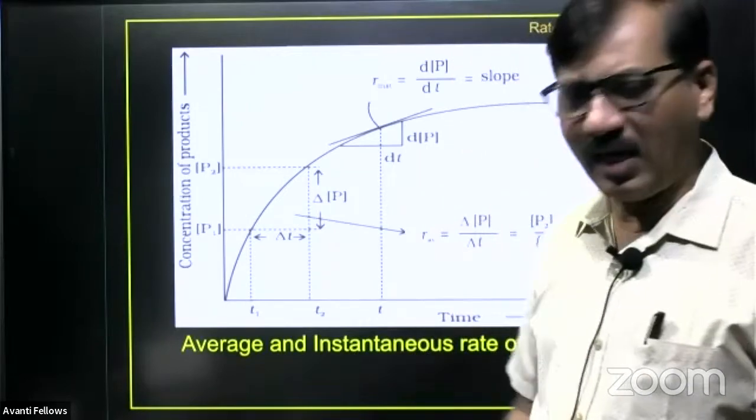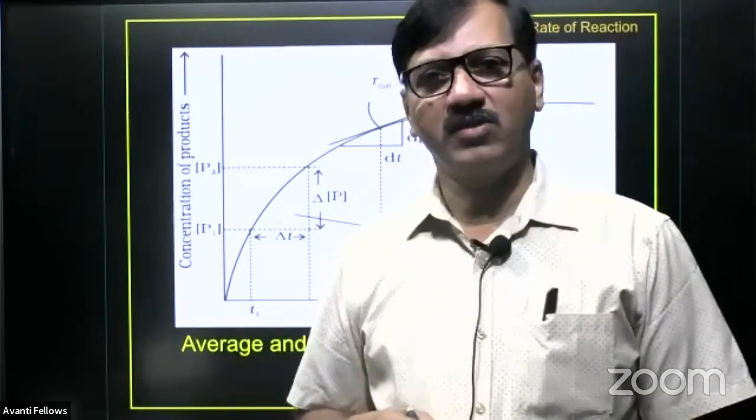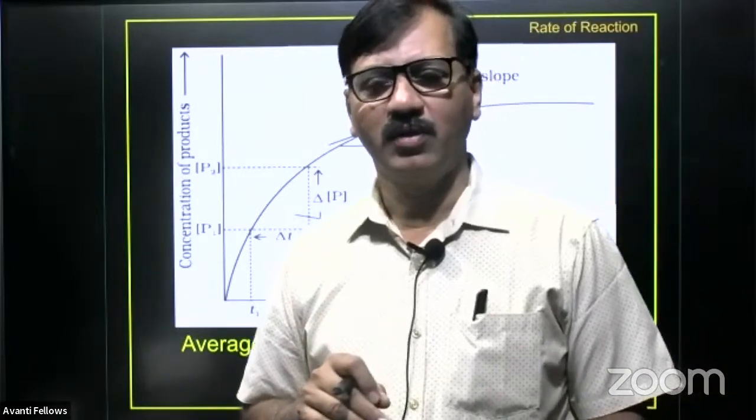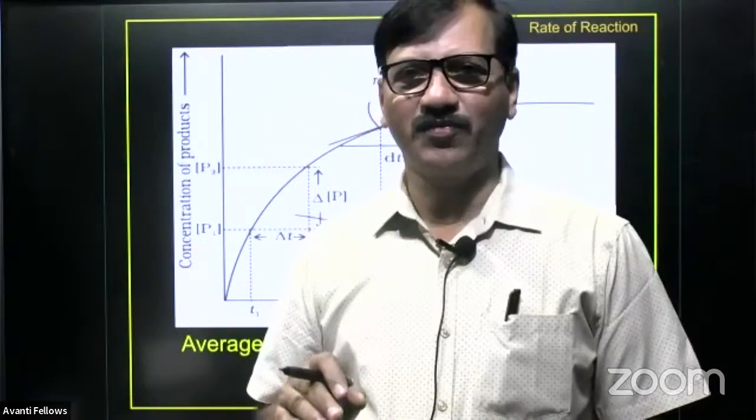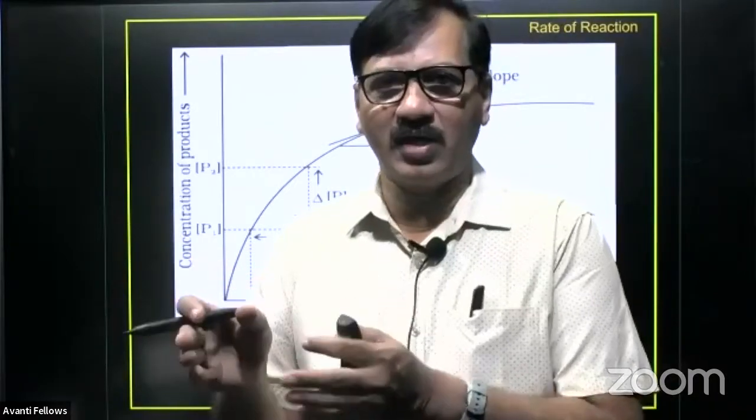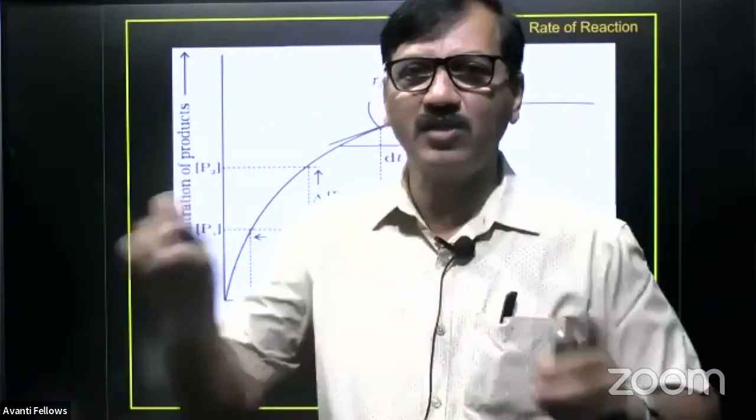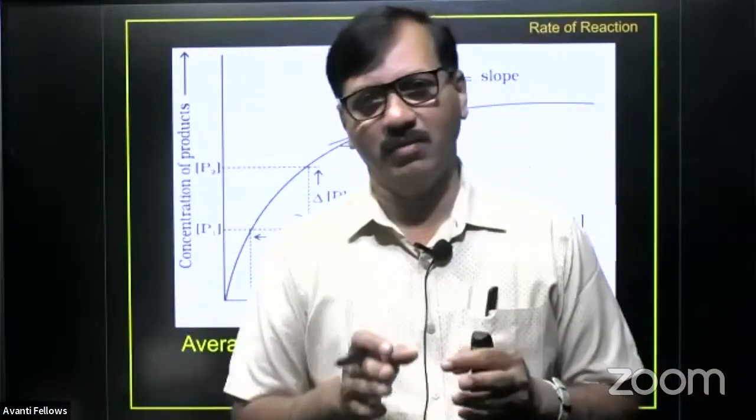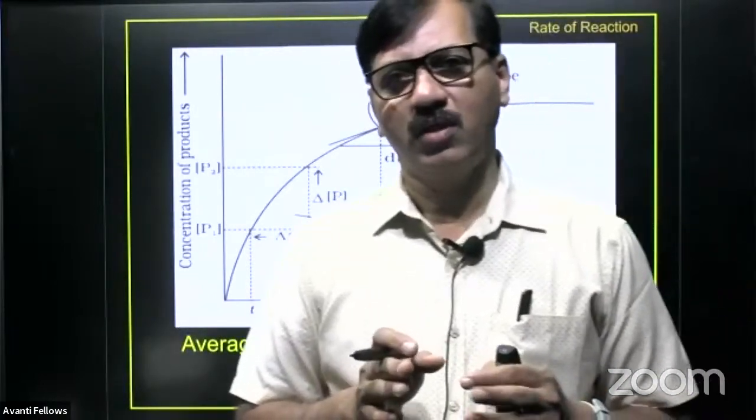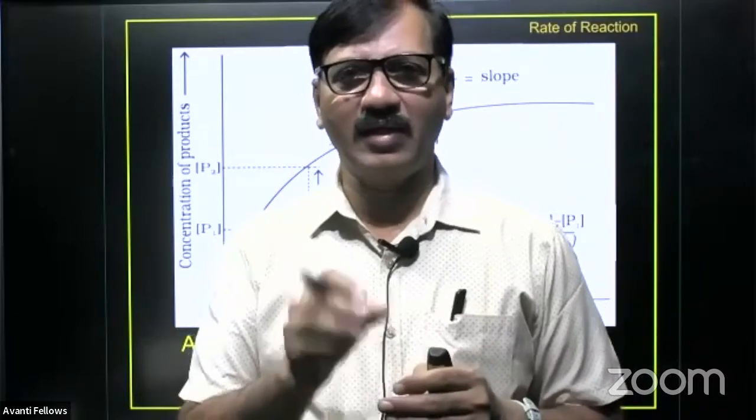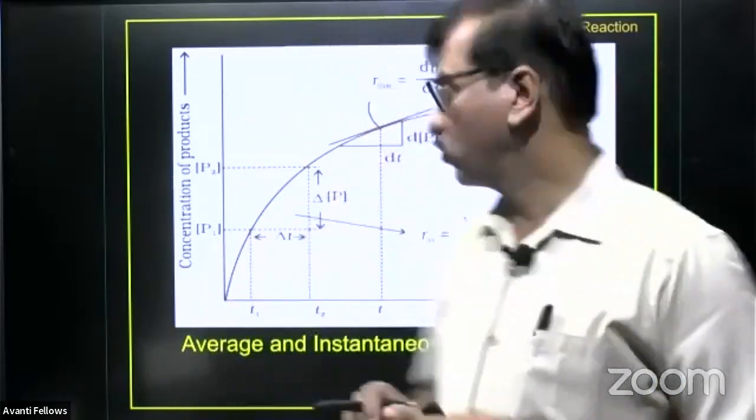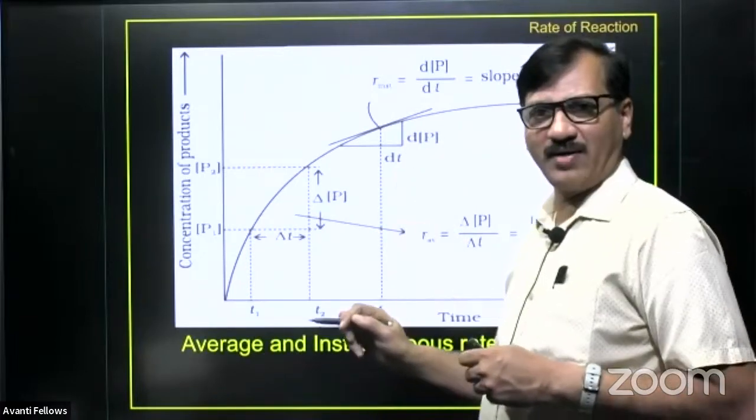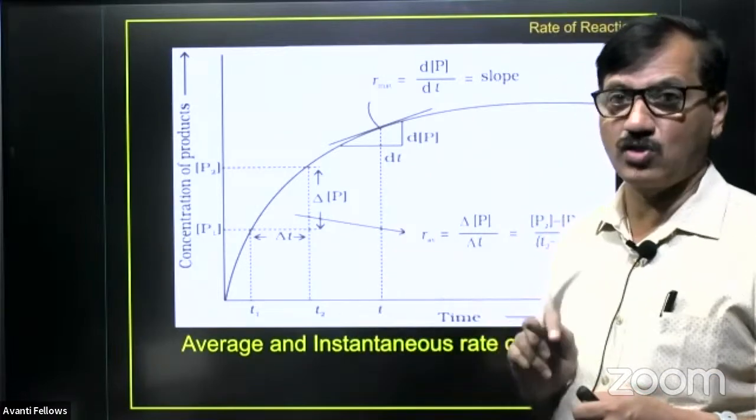There is another thing that is necessary for these experiments. We have to find the concentration of the reactant or the concentration of the product while the reaction is going on. Spectroscopic advances in science have made us able to find the concentration of the reactant at a particular time. This graph can be drawn only when the concentration at a particular time is known, right?